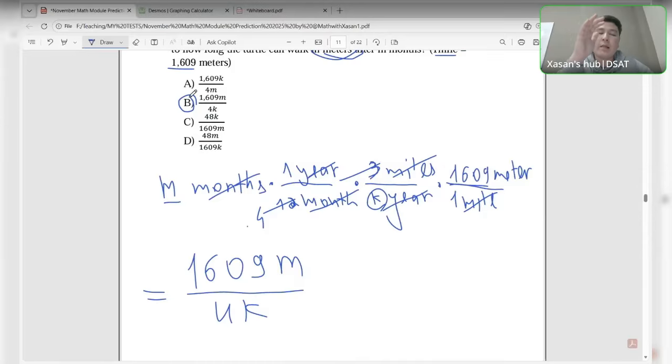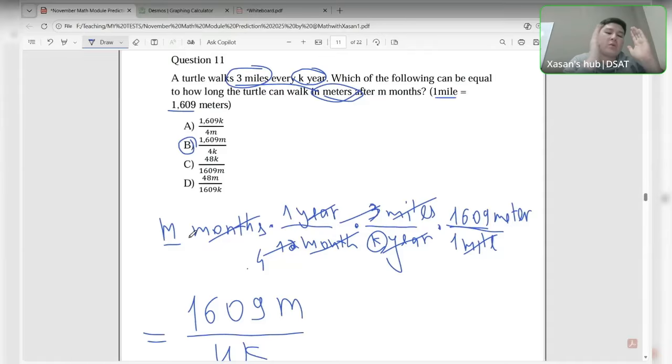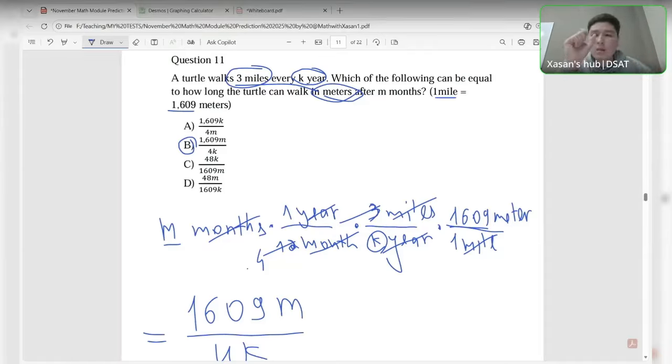Just write what to convert. I have to convert m months to meters. So I started writing with m months and then converted to meters in the end. So guys, is this now understandable? Like clear?